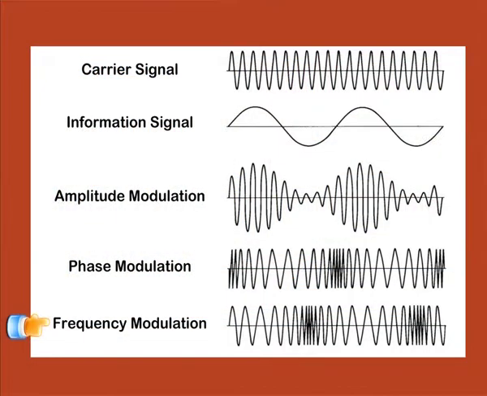And in the fifth waveform, what we see is that the amplitude stays constant, and as the information signal is varying, we have the frequency of the carrier varying. These three variations can be decoded by the receiver to extract the information signal back.